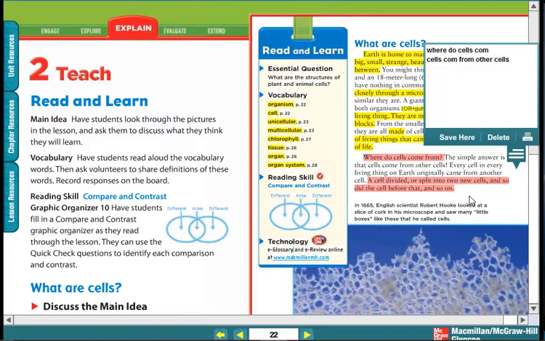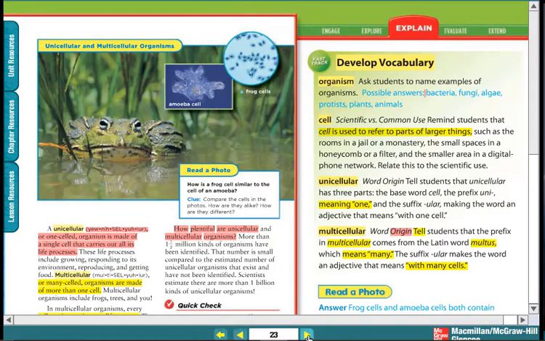In this lesson, we have a new vocab: organism, cell, unicellular, multicellular, chlorophyll, tissue, organ, and organ system. Now we are going to study page 23. In page 23, we will explain unicellular and multicellular. Unicellular or one-celled, the same. An organism is made of a single cell that carries out all its life processes.